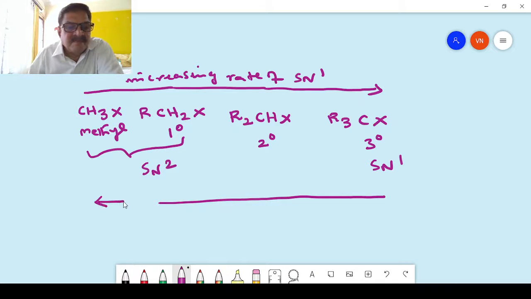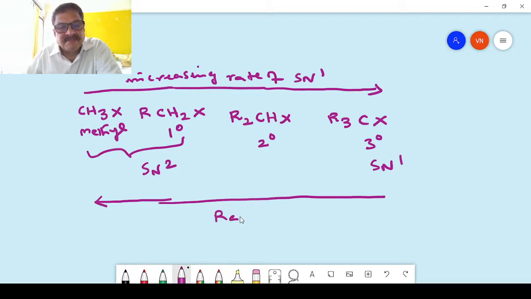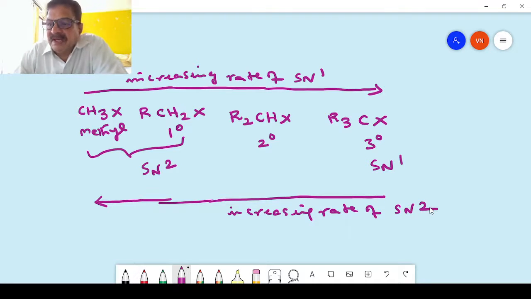Going the other way, we see the increasing rate of Sn2 with decreasing alkyl substituents. So, increasing alkyl substitution favors Sn1 reaction, and decreasing alkyl substitution favors Sn2 reaction. Now, the next one will be the nucleophile. This was the identity of the alkyl halide.